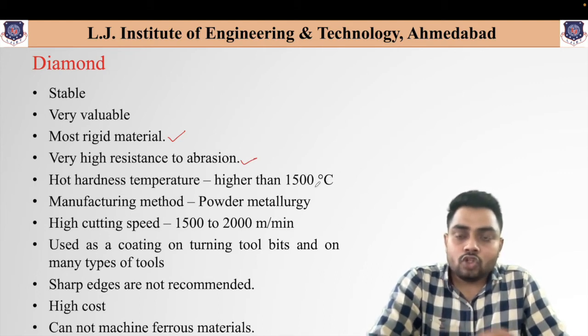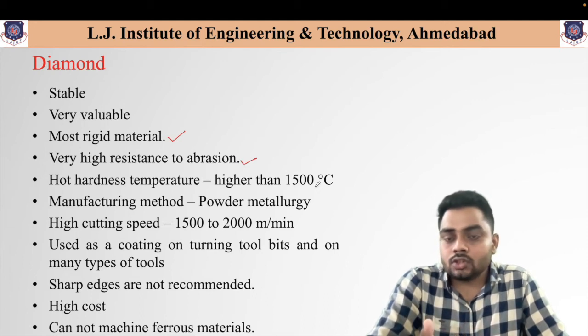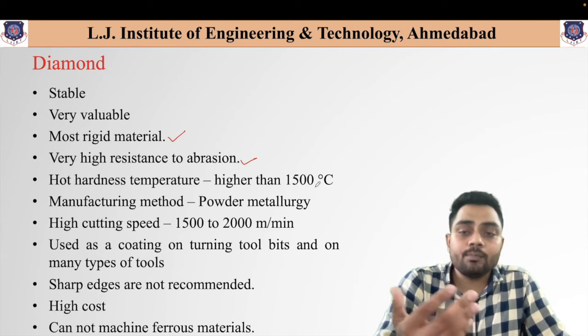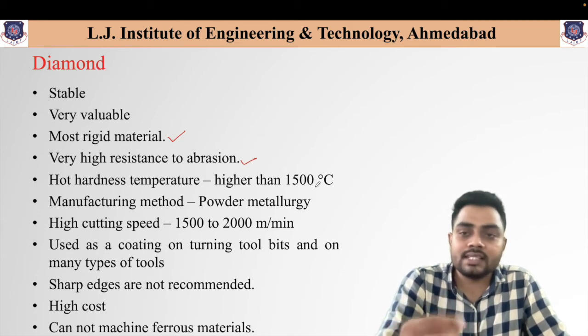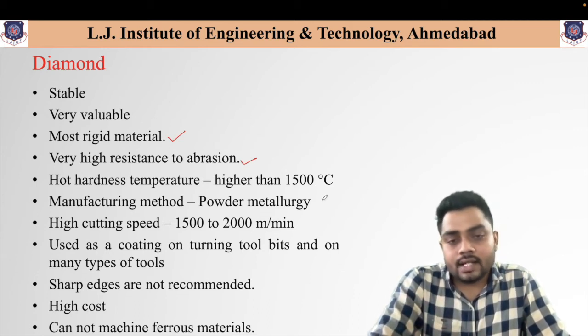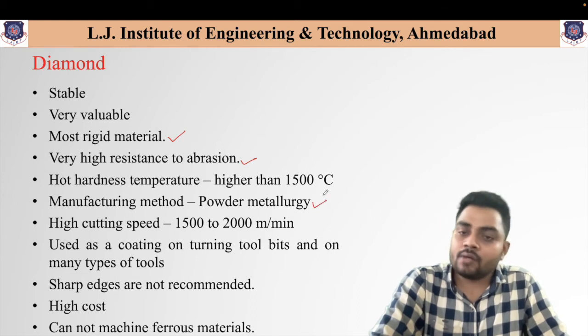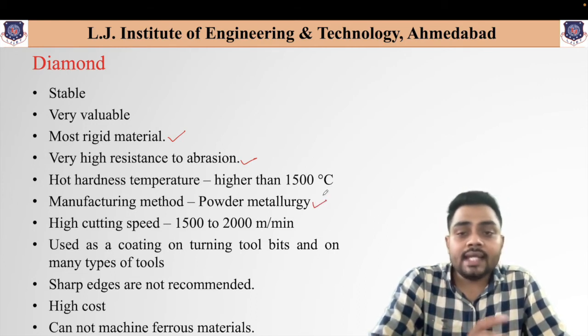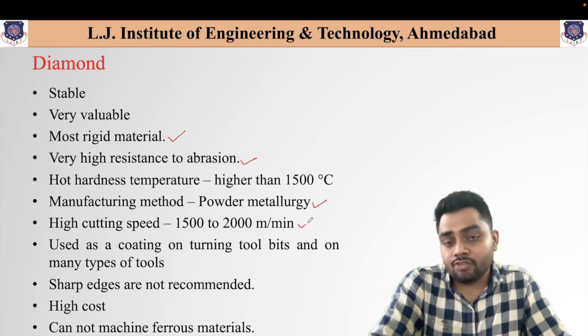If we want to use it with other materials also, then we can manufacture this diamond by converting it into powder form and providing a suitable shape as per the required tool. And that's why the manufacturing method is powder metallurgy. This diamond tool can be used at very high cutting speed, in the range of 1500 to 2000 meters per minute.